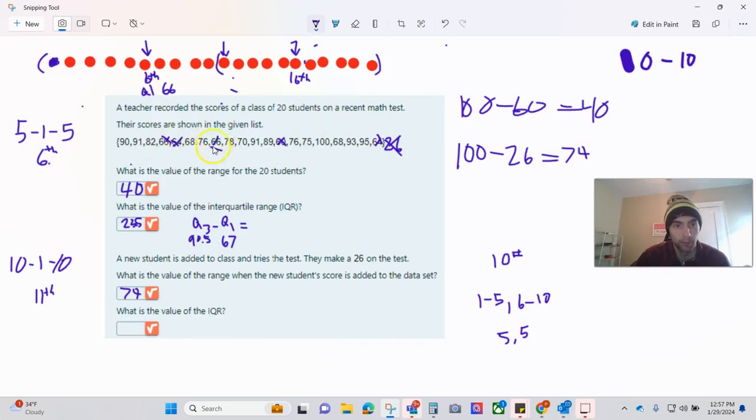1, 2, 3, 4, 5, 6, 7, 8, 9, 10, 11, 12, 13, 14, 15, 16, 90. Q3 minus Q1, 90 minus 66, gives us 24.